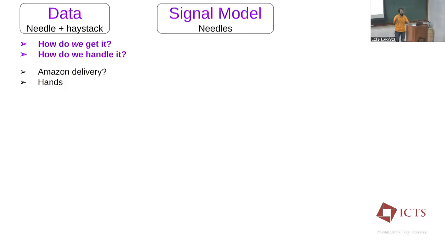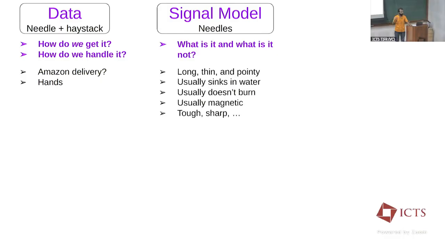And so the next thing you would need to understand so that you can do data analysis is to know what you are looking for. So you need to understand what the signal looks like. For example, if you thought that needles are spherical balls, then you are not going to find them in the haystack, right? You have to know what you are looking for. You have to have a correct model. So what is the thing I'm looking for, which is the needle, and what it is not. Both are equally important. So in this case, needles are long compared to their thickness. They are long, thin, and pointy. They usually sink in water. They usually don't burn, and they are usually magnetic.